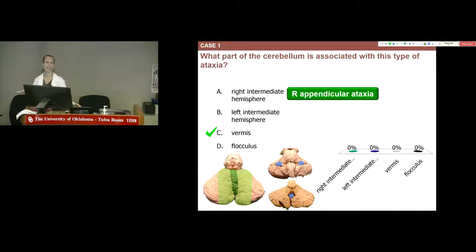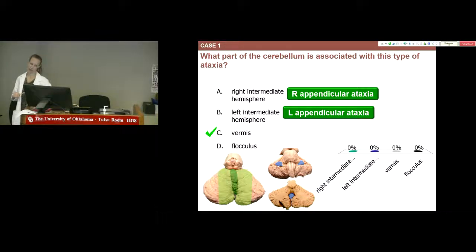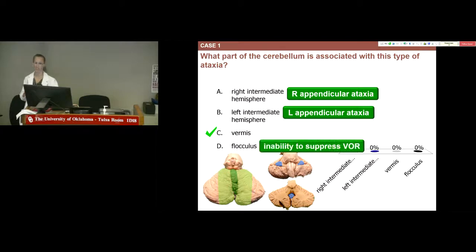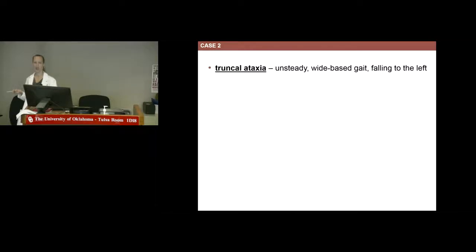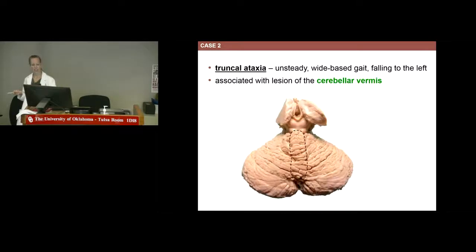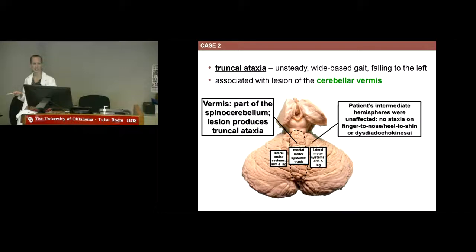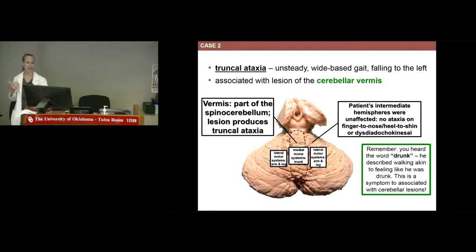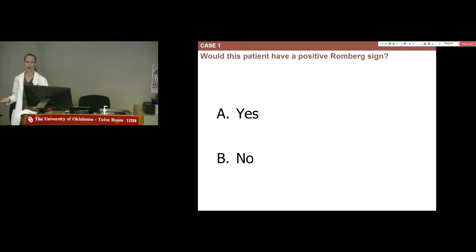So right intermediate hemisphere would cause right appendicular ataxia. Left intermediate hemisphere would cause left appendicular ataxia. With the flocculus, we'd have an inability to suppress VOR. We didn't mention it, so we're going to assume it's not there. So this is associated with a lesion to the vermis, because that is coordinating all of the medial motor systems. And then again, if you hear the word drunk, you should kind of think cerebellum.